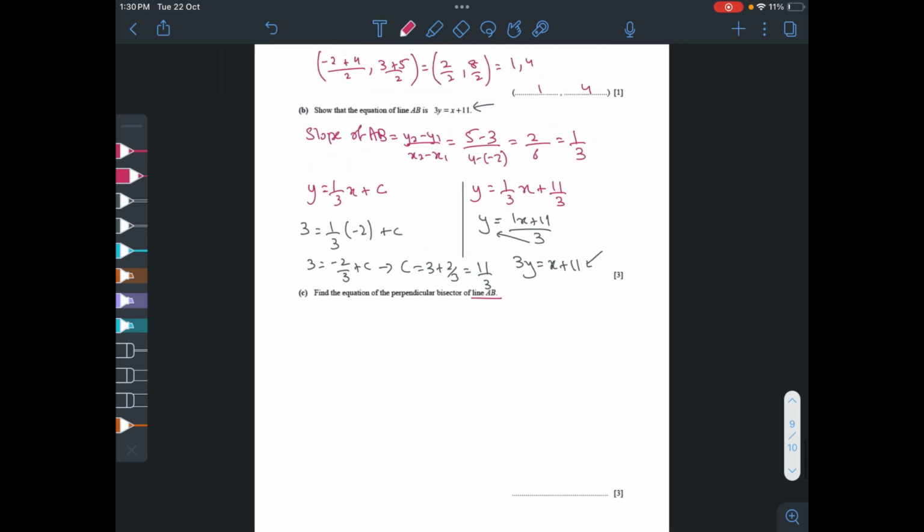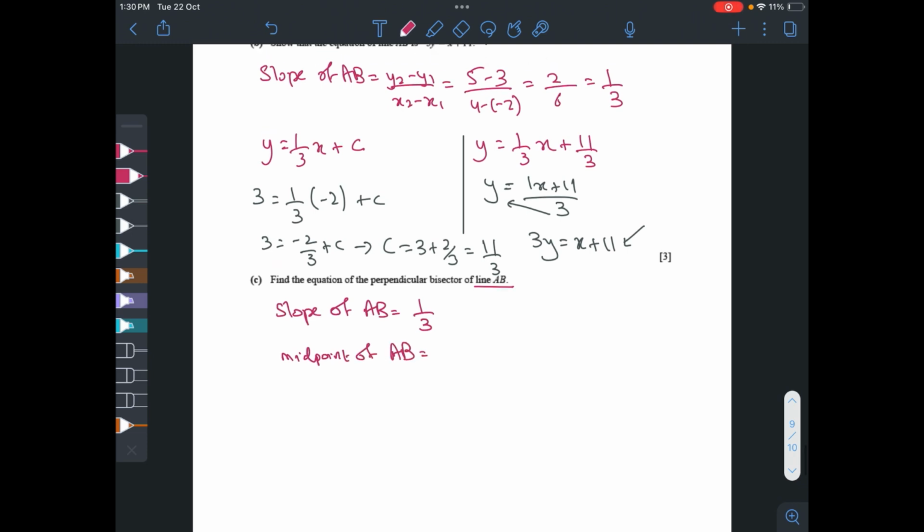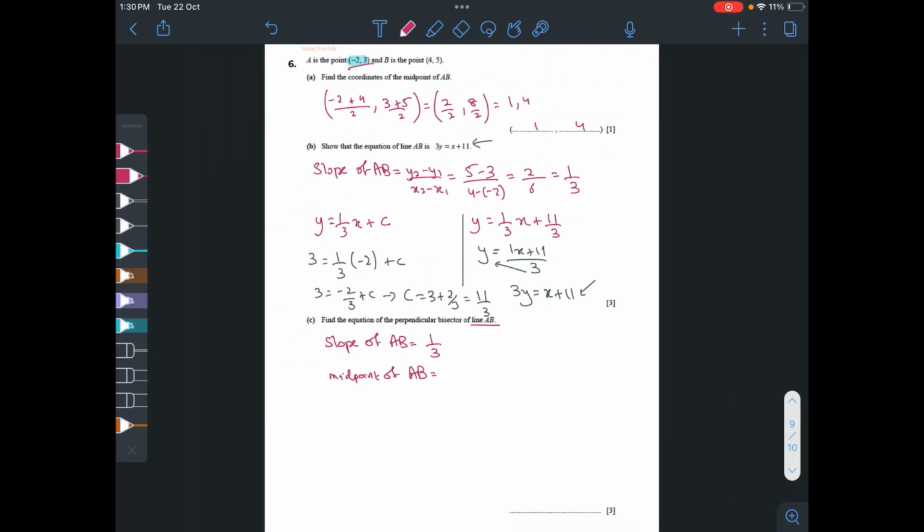In order to find the perpendicular bisector of AB, first you need to find the slope of AB. And I think we already found the slope of AB, that is 1 over 3. Then we need to find the midpoint of AB. The midpoint of AB can be found by using these 2 points, negative 2 and 3, and 4 and 5. So you do negative 2 plus 4 divided by 2. In fact, we have already found the midpoint of AB, that is 1 comma 4.